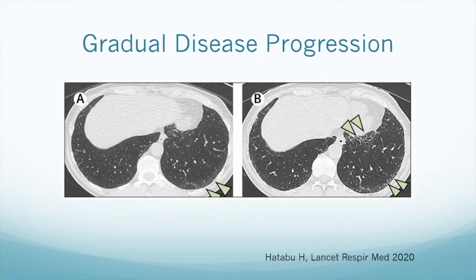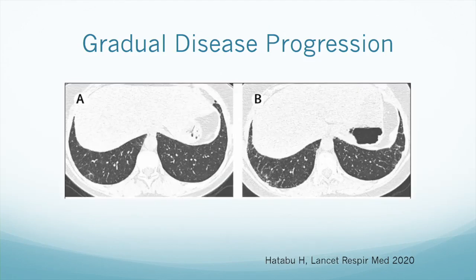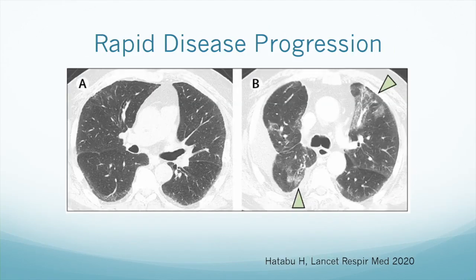So this is just an example of disease progression over, I think, about a 4-year span. So this here, subpleural reticulations, over the years, we see that much more noticeable, early development of honeycombing. There's just a couple other examples that we'll skip over.